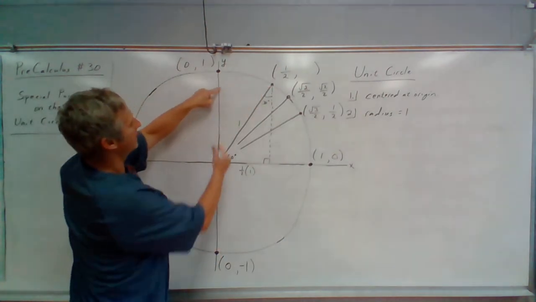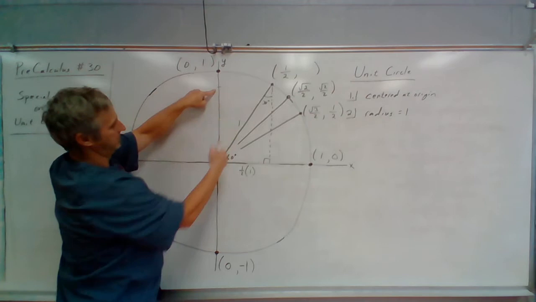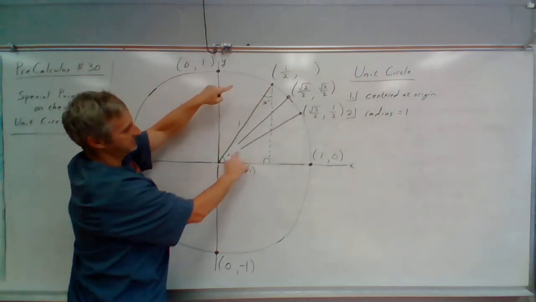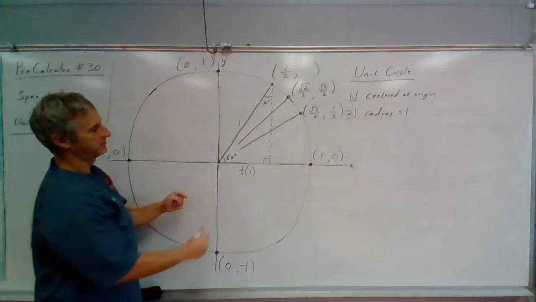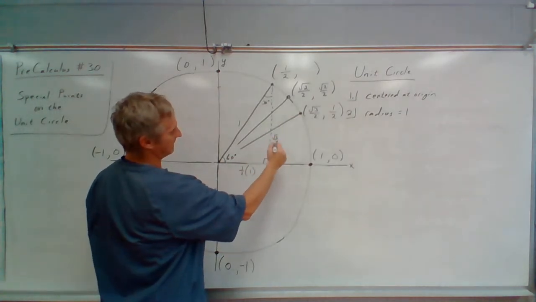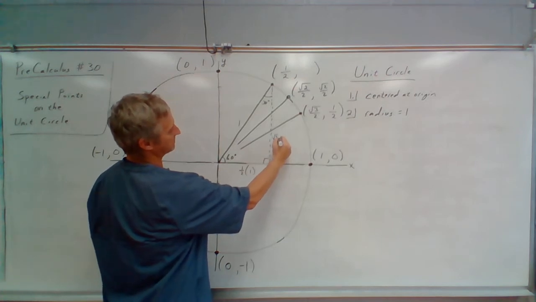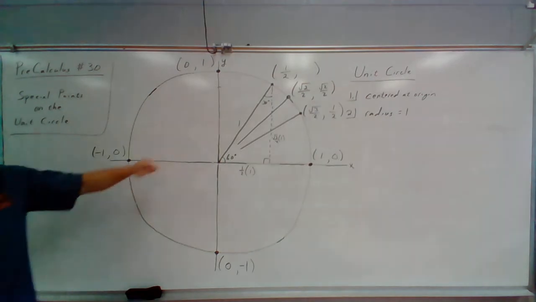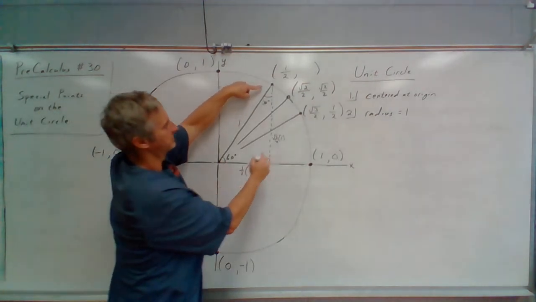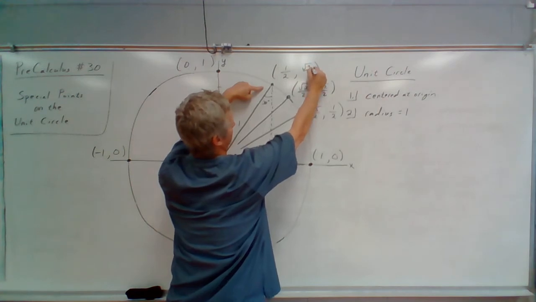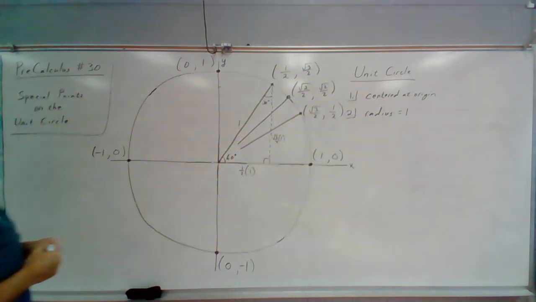Okay, so I want the y-coordinate of this point. Okay, so I need to know how long this side of the triangle is. Well, the side opposite of the 60-degree angle is the square root of 3 over 2 times the hypotenuse, which is 1. So this side of the triangle is the square root of 3 over 2 times 1, so it would be the square root of 3 over 2.